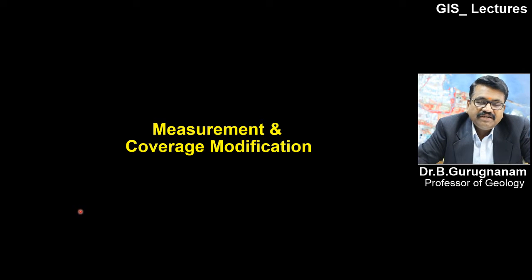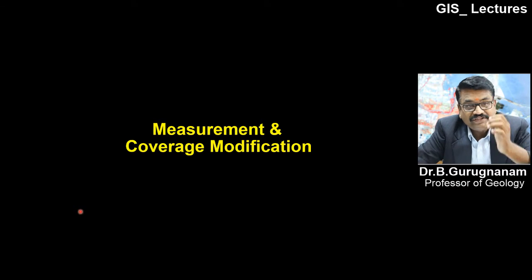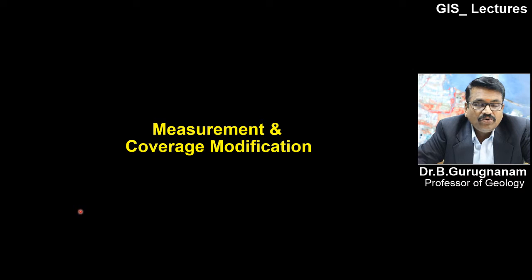And measurement, normally how we do measurement after digitizing, after doing a proper georeferencing, the maps are digitized, so that we get to know the area. Suppose I digitize a tank, I'll be able to know the periphery, the total outer length of the tank, that is called perimeter, and inside, that is called area.